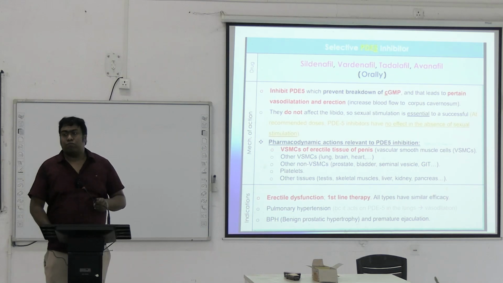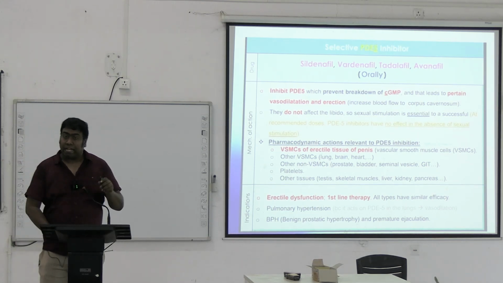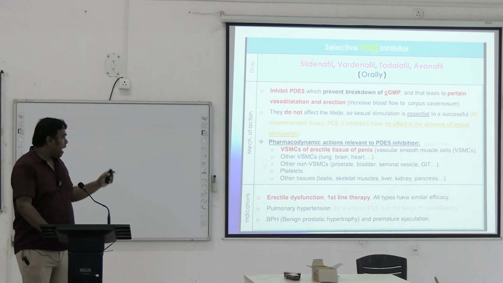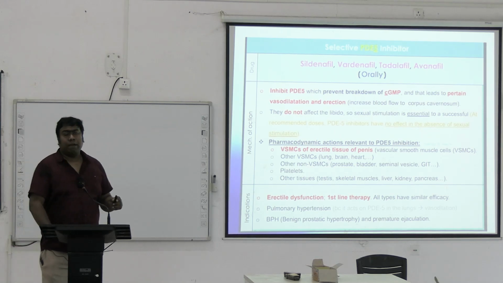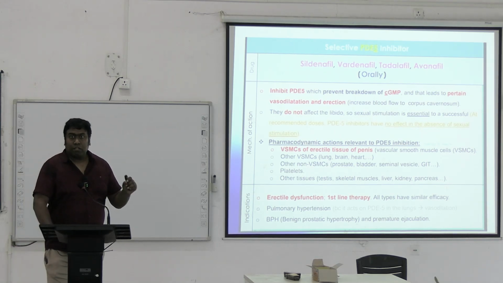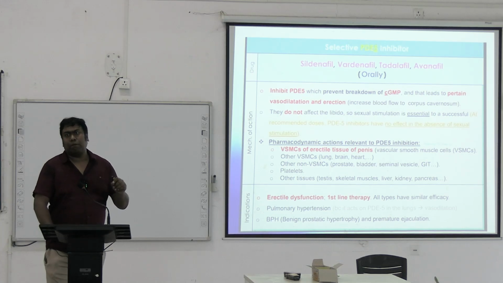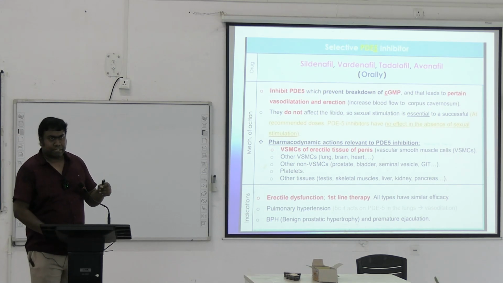What are the other uses of sildenafil? Other than erectile dysfunction, it is used in pulmonary hypertension, and if there is an association of BPH, as well as premature ejaculation. So, another important use after erectile dysfunction is pulmonary hypertension. It can also be used in pulmonary hypertension.